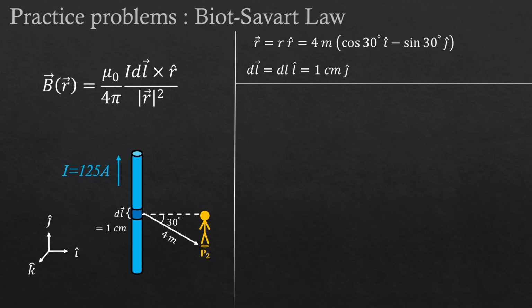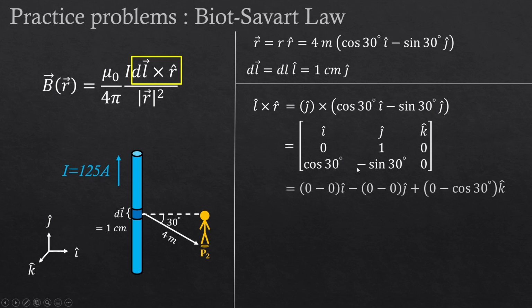dl is the same. Now this part, as I said, don't get confused. This is a r hat, not the vector r, so there's no 4 meters up here. It's just gonna be 1 centimeter times 1. And for the direction, we have to do the cross product of these two. Because it is no longer perpendicular, we can't use the right-hand rule, but actually do the cross product mathematically. So this cross this.